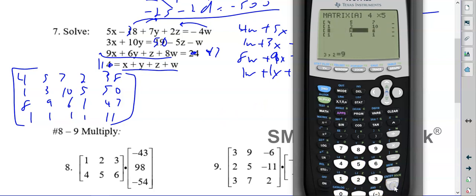8, 9, 6, 1, and this needs to be 47. And then 1, 1, 1, 1, and that needs to be 11. I already fixed that. So now I quit, come back to the matrix, go over to math, up to ref, double R, not regular R, and hit enter, and tell it to look in A.